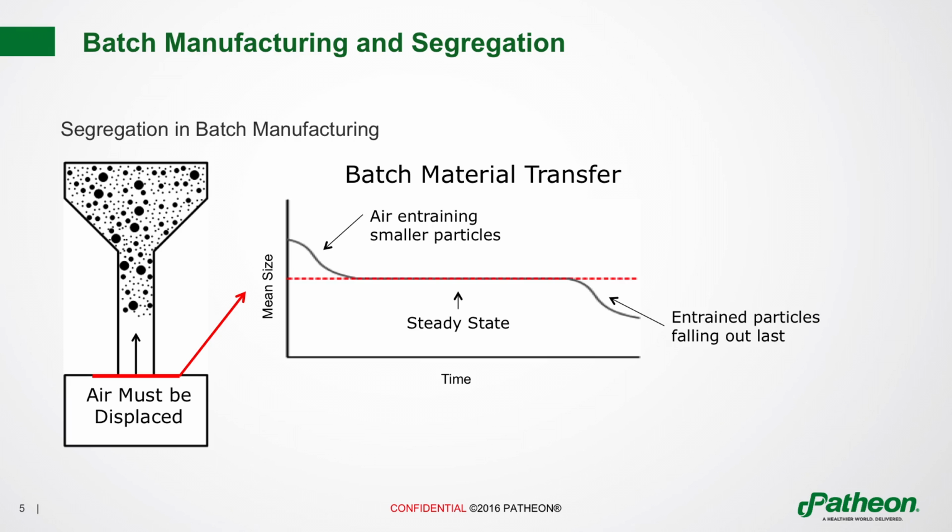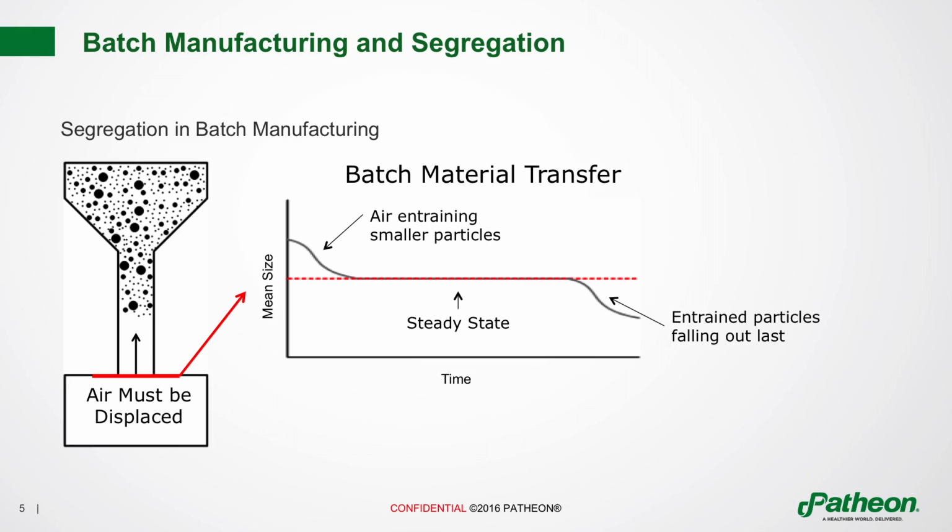You open up a valve, material starts flowing, air has to be displaced, and air ends up running up. What this ends up doing is that air interacts with the bed, and it preferentially entrains the small particles because they're more sensitive to the air. After a while, the rate at which that entrainment happens stabilizes out, and you end up with what's called a steady state.